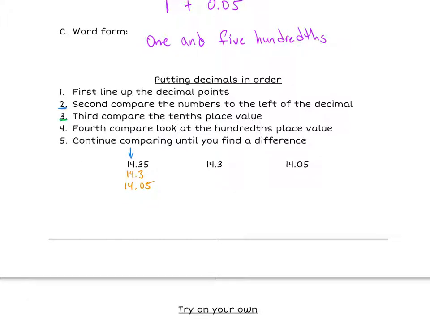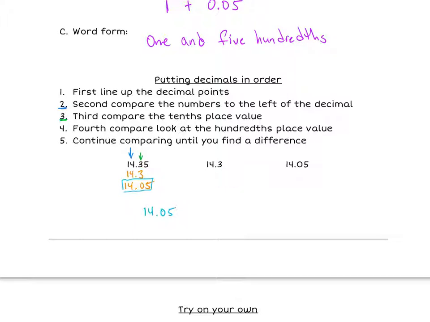Third, I have to compare the tenths place value. So I'm going to look just at this one here. And I notice, hey, the first two numbers have a 3. And the third number has a 0. So that means this third number here is my smallest number. So I'd have 14.05 is my smallest number.